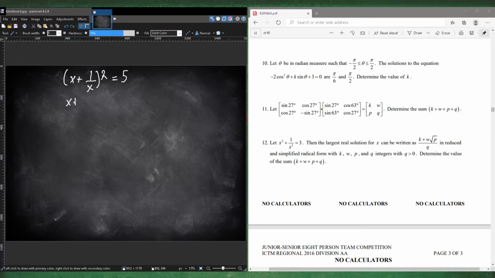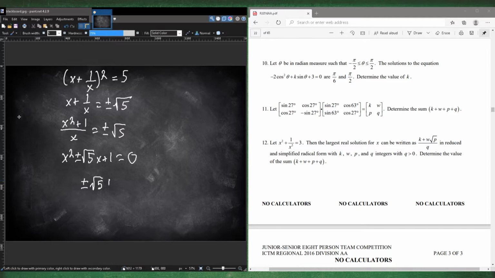So that means x plus 1 over x is equal to plus or minus square root 5. So this is x plus 1 over x equals plus or minus square root of 5. So that is x squared, multiplied by x and then subtract it back to the other side. So that's x squared minus plus or minus square root of 5 x plus 1 equals 0. So using your quadratic formula, negative b, which is still plus or minus square root of 5, and then plus or minus square root of b squared, which is 5, minus 4ac. So 4 times 1 is 4, so minus 4. So over 2a, so 2.